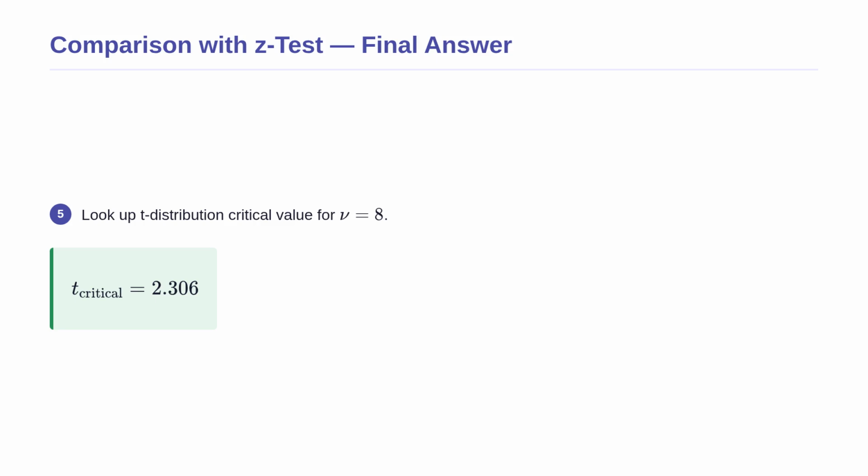Continuing our comparison, we now look up the critical value for the t-distribution, with 8 degrees of freedom at the same 95% confidence level. The final answer is 2.306. Comparing the two results, we see that the t-critical value is noticeably larger than the z-critical value. This perfectly illustrates why the t-test is necessary. Because the z-test assumes we know the exact population spread, it sets a lower hurdle. The t-test knows we are only guessing the spread from a small sample, so it forces us to clear a higher hurdle before we can confidently claim our result is statistically significant.